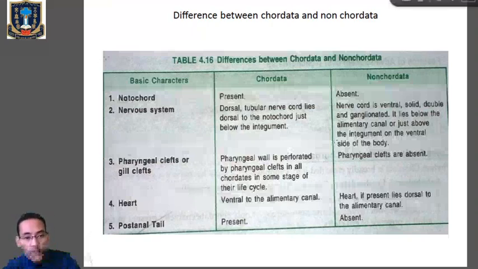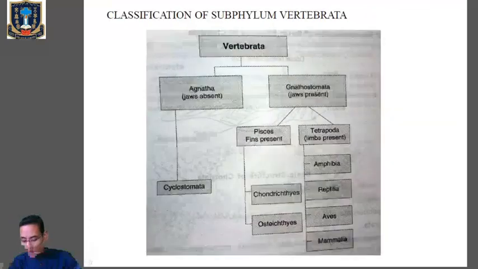So kindly go through the difference between chordates and non-chordates also. Now, let's talk about the classifications of the subphylum Vertebrata. So what are the classifications of the subphylum Vertebrata? It's on page number 4.56. Kindly copy this one also.